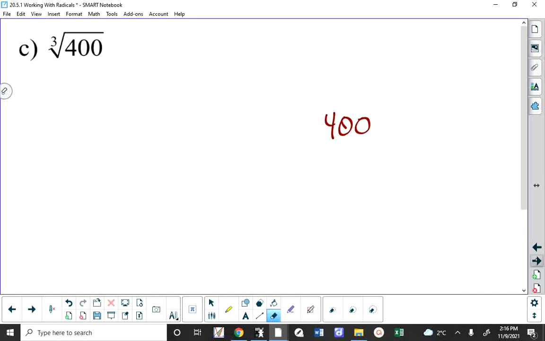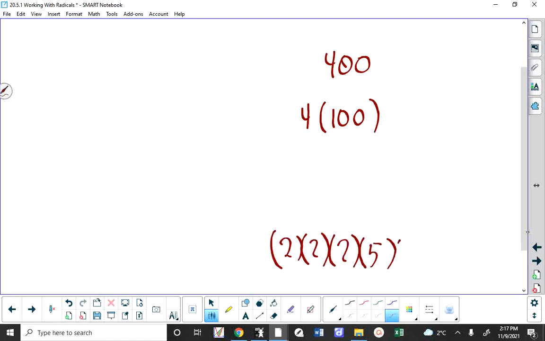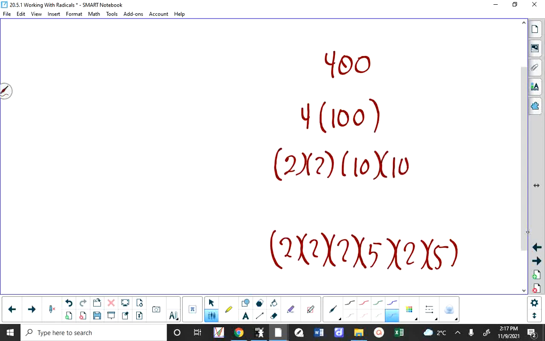I would probably just go 4 times 100. And I admit that I might take a couple of shortcuts here and go immediately to 2 times 2 times 2 times 5 times 2 times 5. Because I know 4 is 2 times 2, and 100 is 10 times 10. So, again, if you're going to have to rely on your calculator to start figuring out how you can write 10, if you don't know that it's 2 times 5, I don't know how to help you with that.